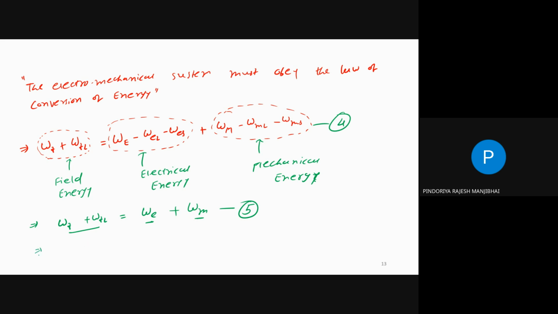Otherwise, we can write WF, field energy, is equal to WE plus WM. Suppose you neglect the losses, then we can write field energy is equal to your electrical energy plus mechanical energy. Correct?